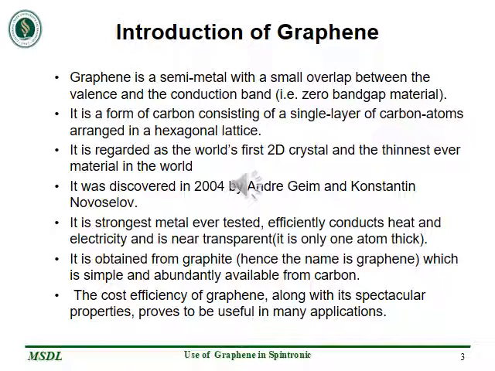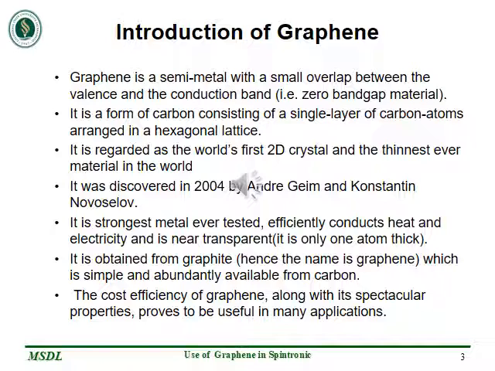Graphene is a semi-metal with a small overlap between its valence and conduction band, so it has zero band gap. It is often known as a zero band gap material. It is one of the unique things that you will find about graphene. It is a form of carbon consisting of a single layer of carbon atoms arranged in a hexagonal lattice. It is like a sheet in which all atoms are arranged in hexagonal shape and all atoms are carbon.